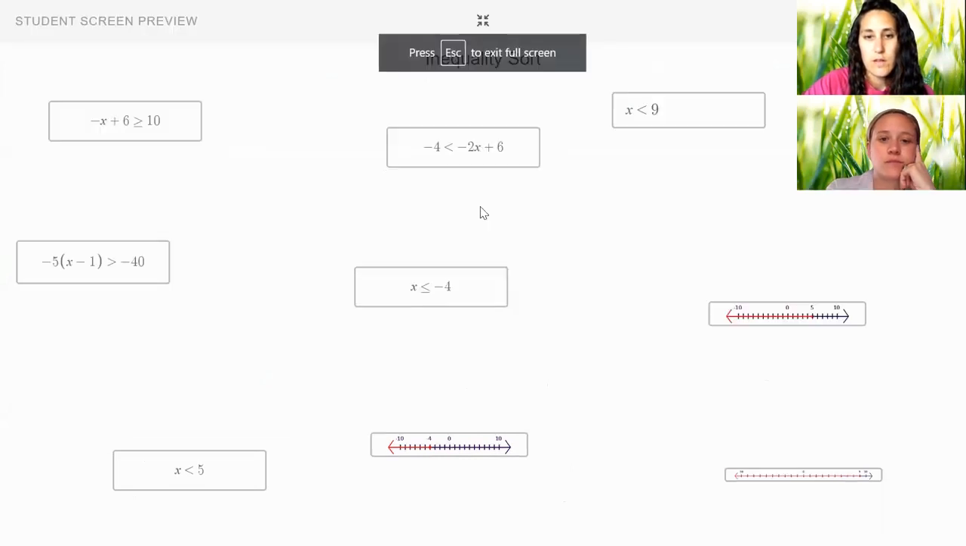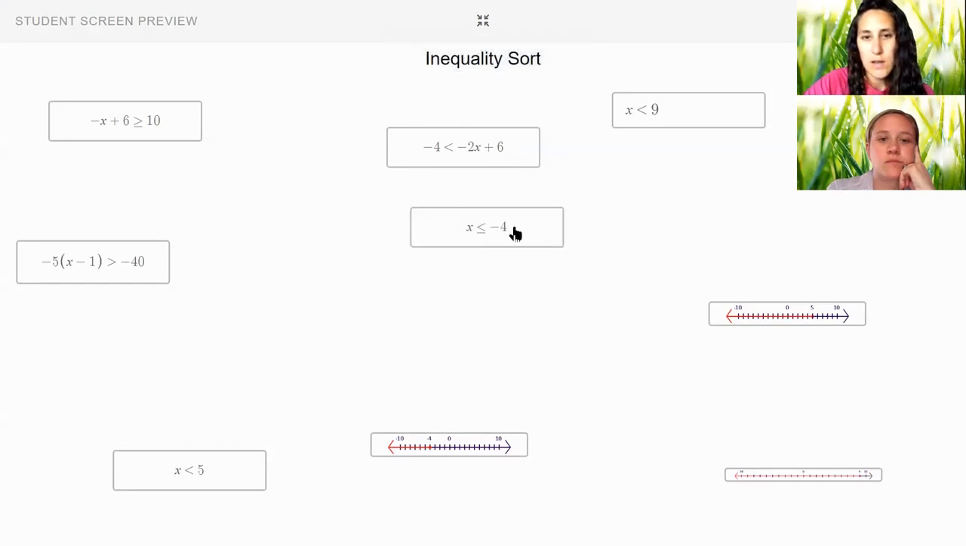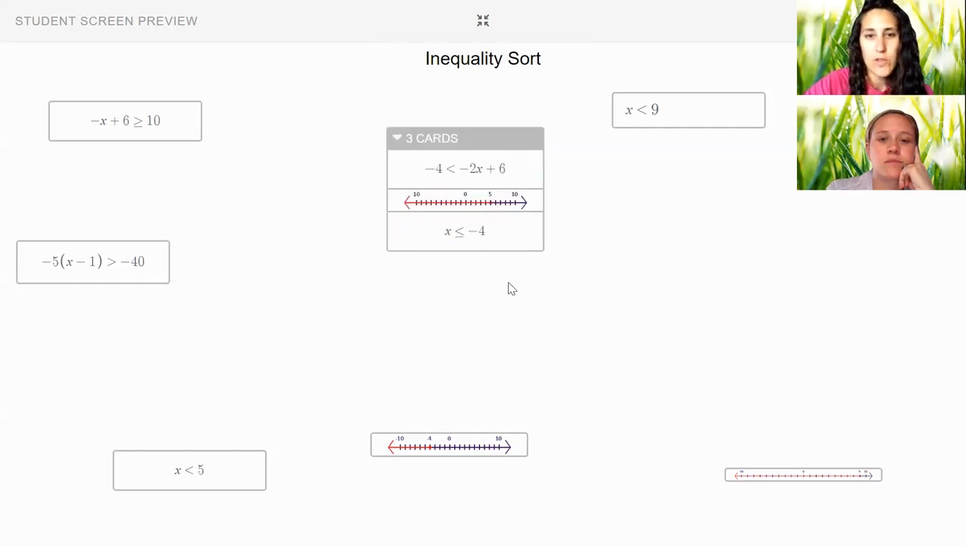So if you look at it, there is an equation, then you have to solve it, and let's say this ends up matching it. And then let's say this was the graph. So you'll have the inequality, the solution, and then the number line. Not saying this one's correct though.